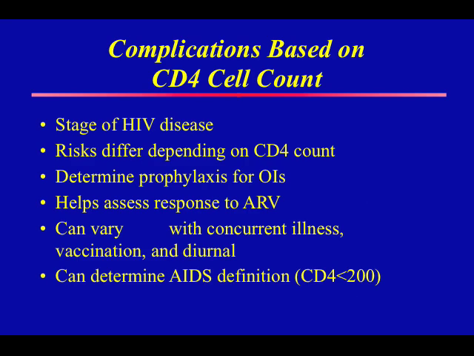So to get started, how do we define opportunistic infections? We look at the stage of HIV, we look at the CD4 count to determine what kind of infections are more likely to be presented in our patients. We determine the prophylaxis for opportunistic infections. We look at the CD4 count to see when is the appropriate time to start HIV therapy, and of course for the definition of HIV. As you guys know, one definition of AIDS is CD4 count less than 200.